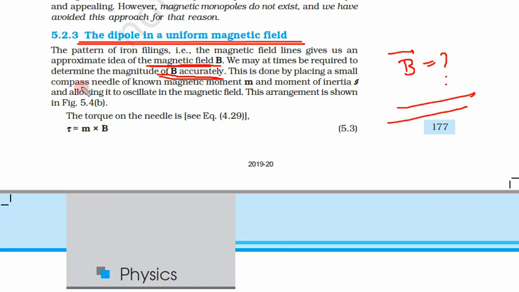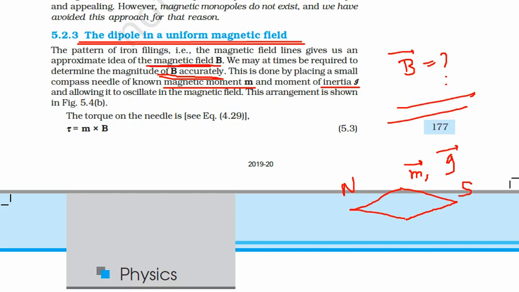Now this is done by placing a small compass needle of known magnetic moment m. So let us say we have a small compass needle, and we know what the magnetic moment m is for this small needle. This is known, and inertia I is also known for this. These are the two quantities. Again see, this is not the normal I, this is italic I. Italic I means inertia, and normal I is current.